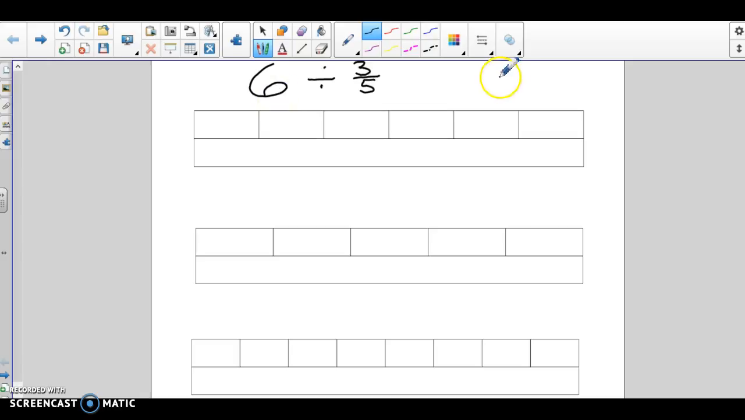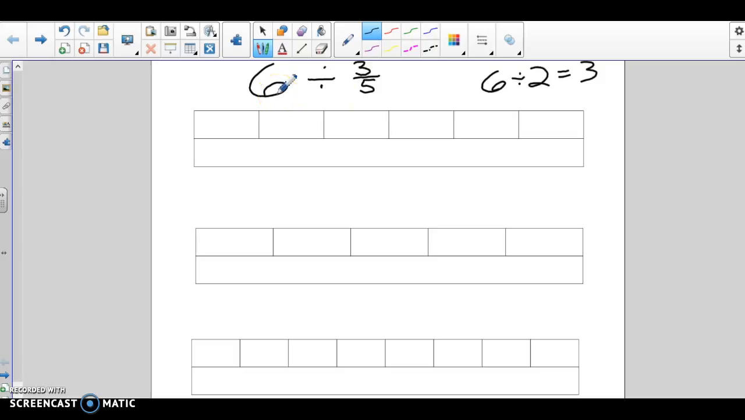If you were going to divide 6 by 2, you could say how many 2's are in 6, and you know that the answer is 3. Count 2, 4, 6. Well, the same thing goes with 3/5. How many 3/5 are in 6?